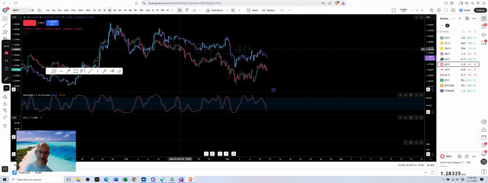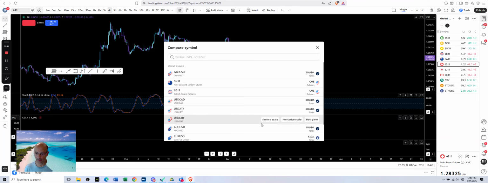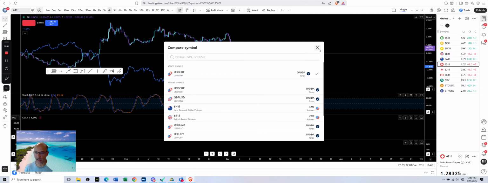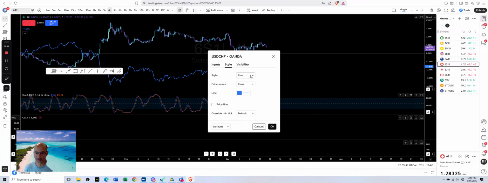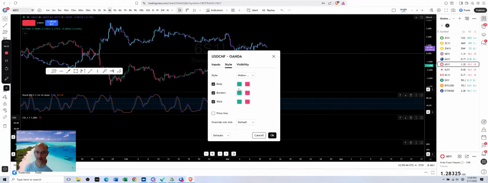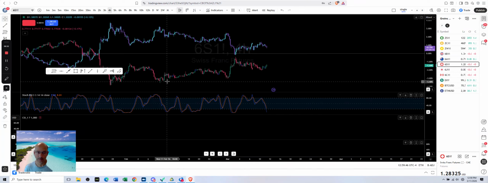So now this is the Swiss franc. This is the Swiss franc futures. So if I go to USD Swiss, and again, let me put this to candlesticks. So now I've overlaid this. These red and green candles are the US dollar Swiss Forex spot pair. This is the Swiss franc futures.